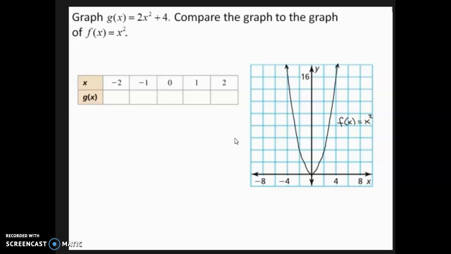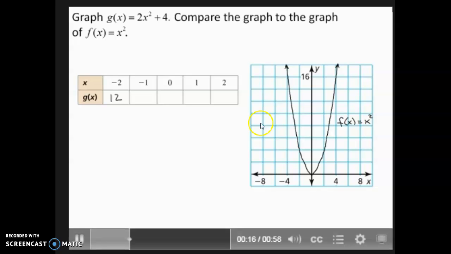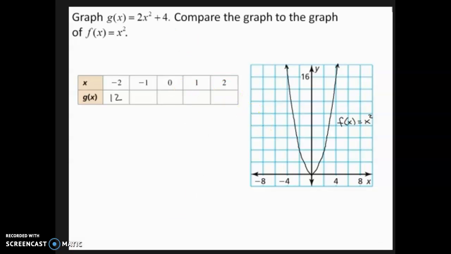Substituting negative 2 for x in the function g gives g of x equals 12. Similarly, when x equals negative 1, g of x equals 6. When x equals 0, g of x equals 4. When x equals 1, g of x equals 6. And when x equals 2, g of x equals 12.